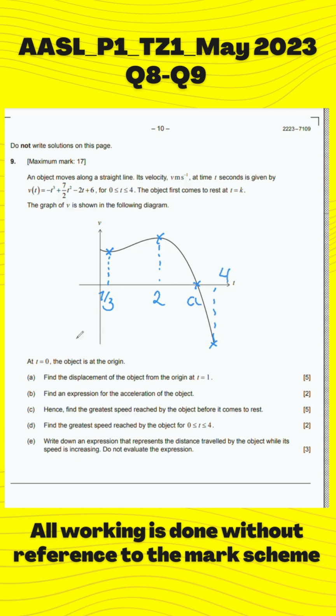So an expression for the total distance traveled will be the integration from 1 over 3 to 2 of the velocity, plus the other part, because this area is under the curve, so it will be negative. So this one must minus the integration from a to 4 of the velocity dt. And we are done.